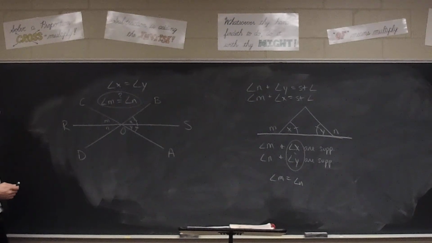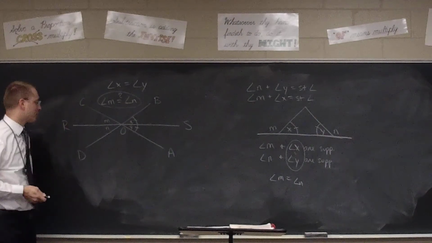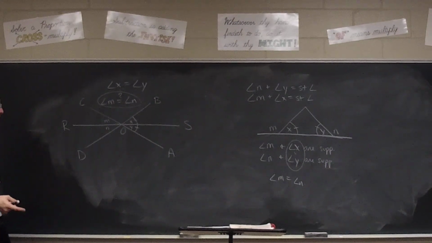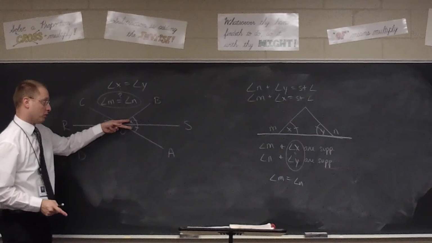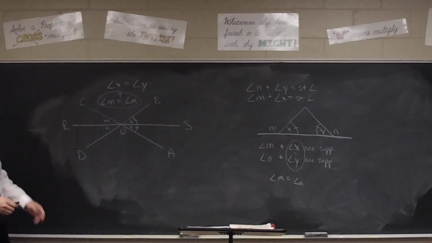Do M and N look equal? Not really. But do we trust our eyes? No. If you said they did, I'd say, but do we trust our eyes? It doesn't matter whether they look equal or not. We're going to prove that they are if X and Y are equal. If this is a bisector like they say, then those would have to be bisected. That's what we're trying to prove.